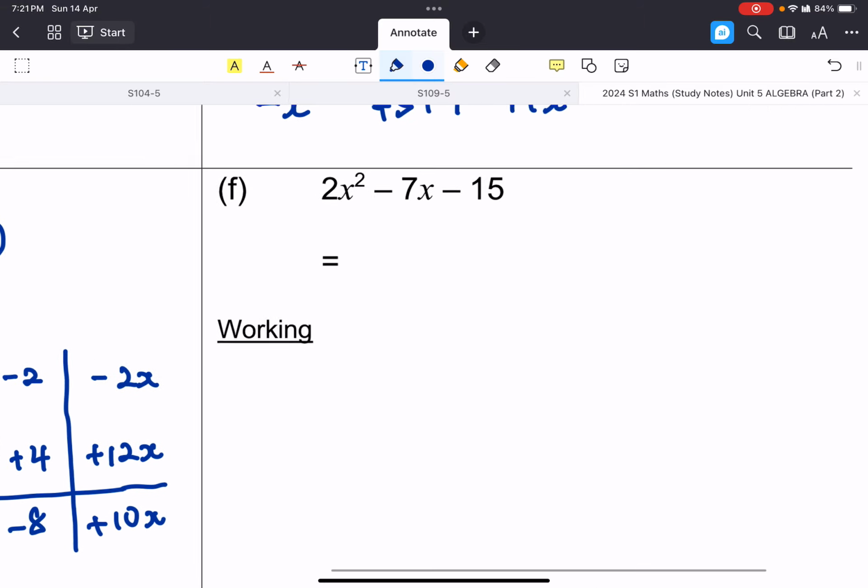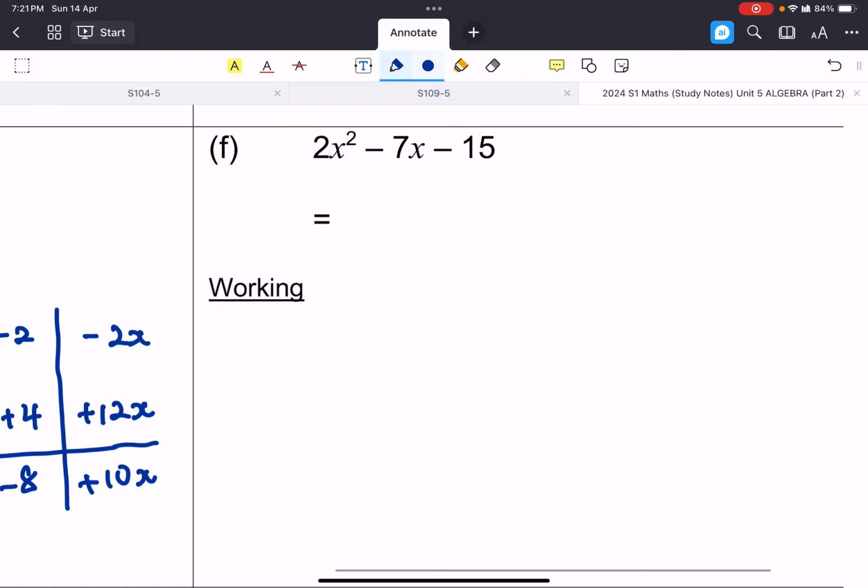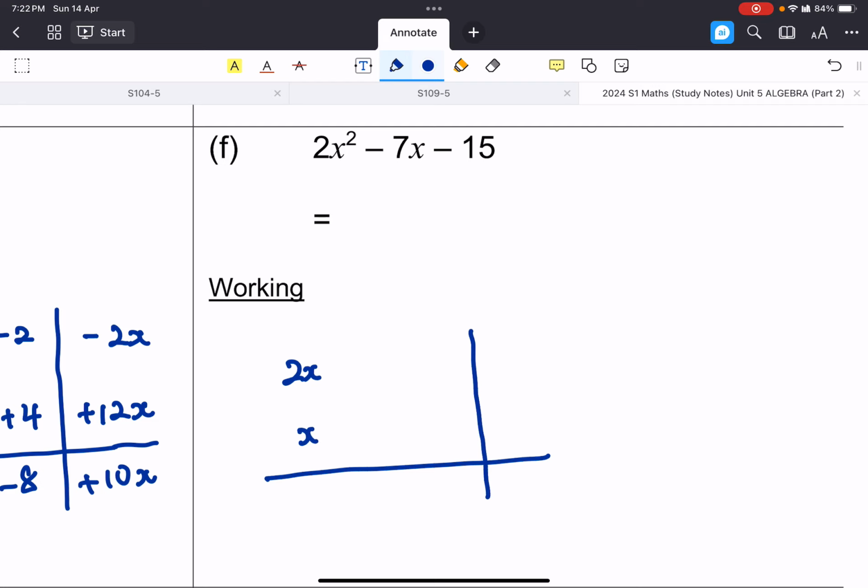In this example, again, let's just use the cross method this time around. So we have 2x and x to give me the combination of 2x squared. On this side, I have negative 15, and on the right side, negative 7x. This is what I want. Again, cross it. Which combination do I use? Well, we have 15, so 15 can be 3 by 5. If I put 3 here, 5 here, I will get 10. Let me write it properly. So just test it out.